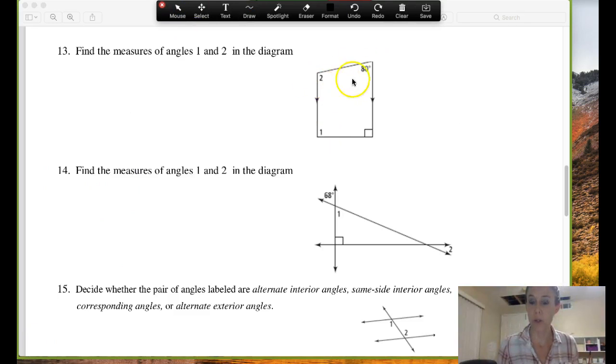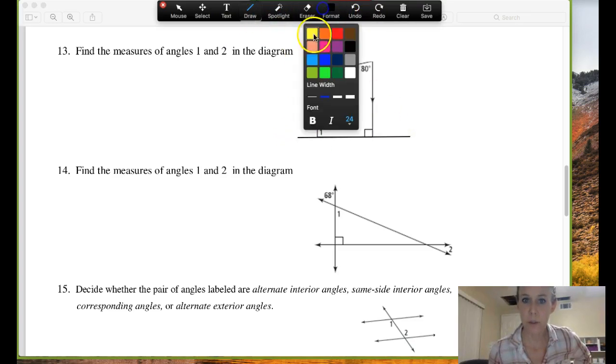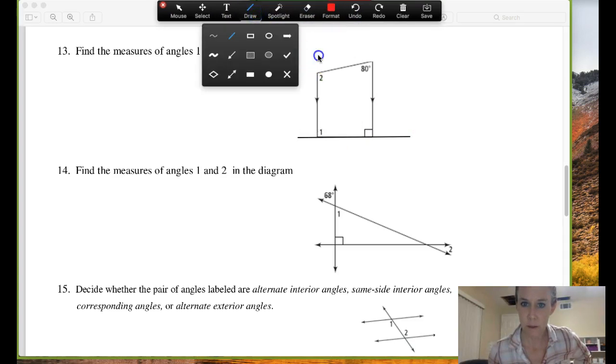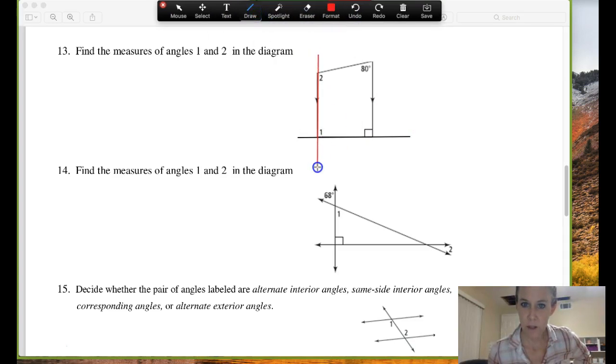To find 1 and 2 in this, it looks like a quadrilateral, but really what you have is two parallel lines cut by a transversal. Now, there are a couple of theorems you could use. Here's your transversal, and here are your parallel lines. The transversal on the other side also works. For these two parallel lines in red, they're marked parallel with the arrows.